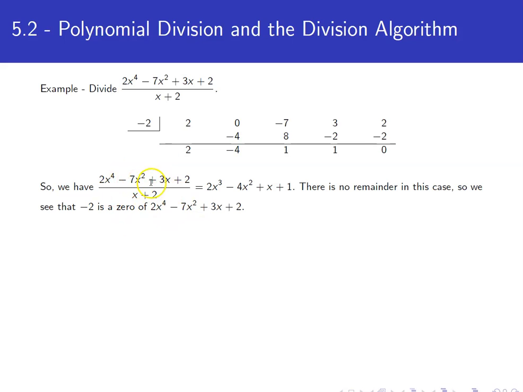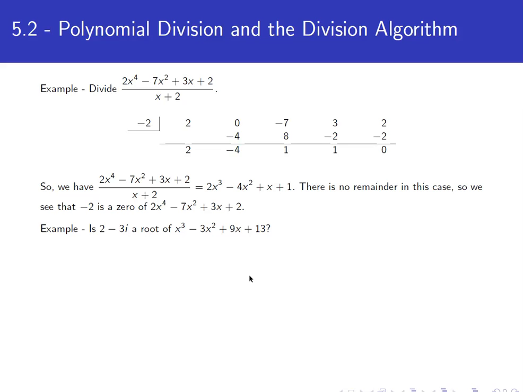So I can rewrite the fraction as 2x cubed minus 4x squared plus x plus 1. And there is no remainder to worry about. It also means that negative 2 is a 0 of the original polynomial, because when we plugged in negative 2, we got 0 out. So we can use synthetic division not only to give us quotients and remainders, but we can also test whether or not something is a 0.